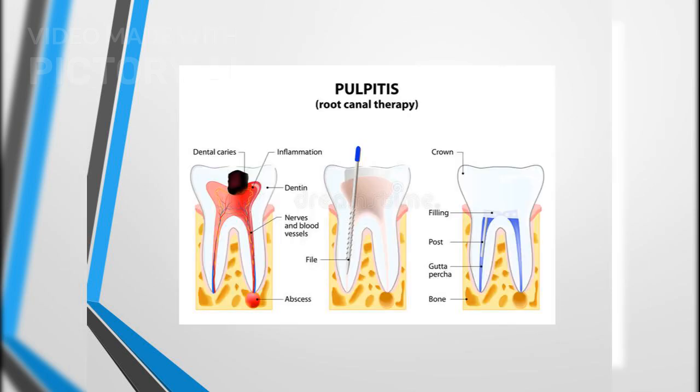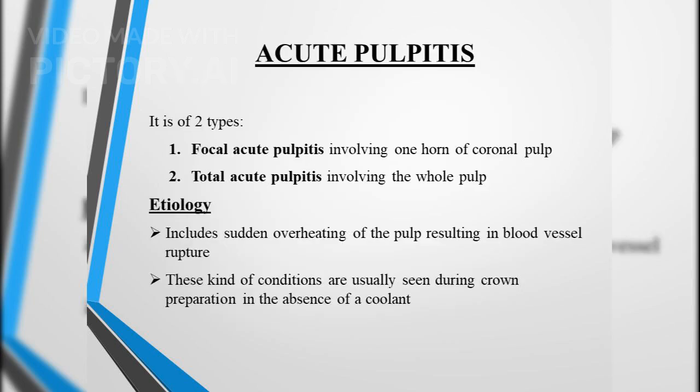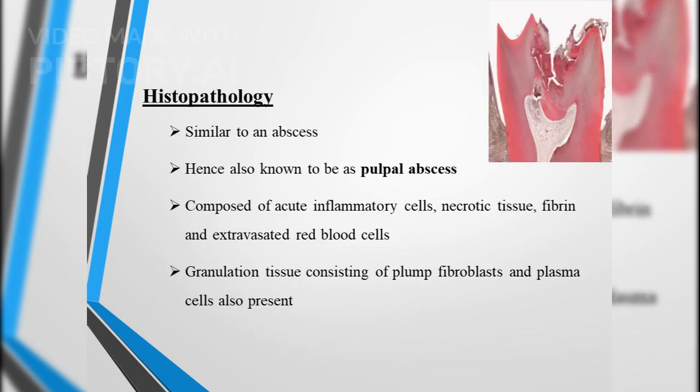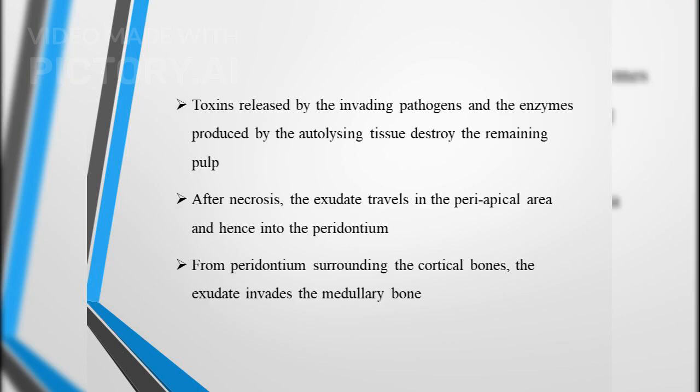Root canal therapy is a common treatment for pulpitis, involving the removal of infected pulp and sealing of the tooth. Acute pulpitis can be focal, affecting one horn of the pulp, or total, involving the entire pulp, often due to overheating during dental procedures. Acute pulpitis resembles an abscess, with necrotic tissue and inflammatory cells, leading to a pulpal abscess. Toxins from pathogens destroy the pulp, and the exudate spreads to the periapical area, potentially affecting surrounding bone.